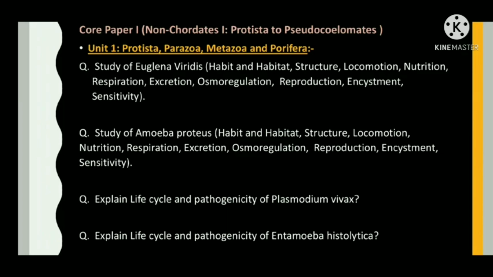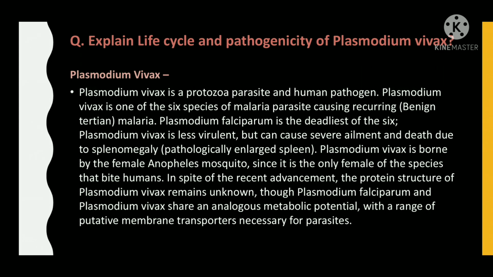Hello friends, today we are going to cover the topic Life Cycle and Pathogenicity of Plasmodium vivax. First of all, we have to know what Plasmodium vivax is. Plasmodium vivax is a protozoan parasite and human pathogen. It is one of the 6 species of malaria parasite, causing recurring malaria. Plasmodium falciparum is the deadliest of the 6.